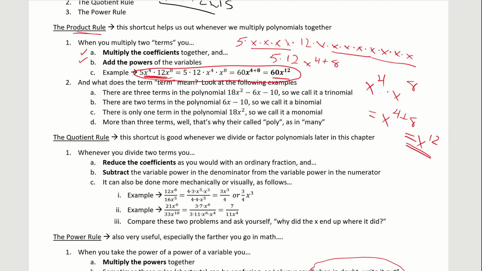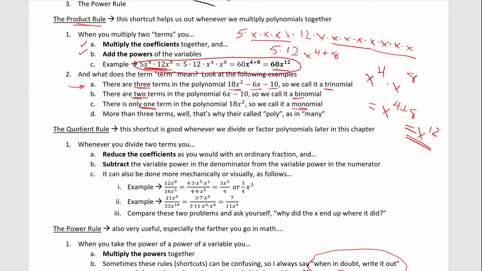I have some notes here about what terms are all about. The terms are the number of things being added. 18x squared minus 6x minus 10 is actually three different things being added or subtracted, so we call it a trinomial: tri for 3, triangle, what else? Tricycle. And of course, if it's two terms or one term, you've got the terms binomial and monomial, and anything else, you just call it polynomial.